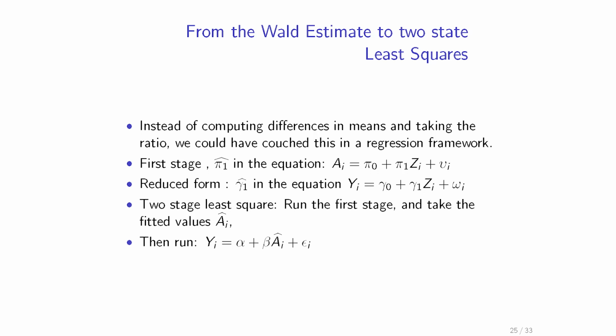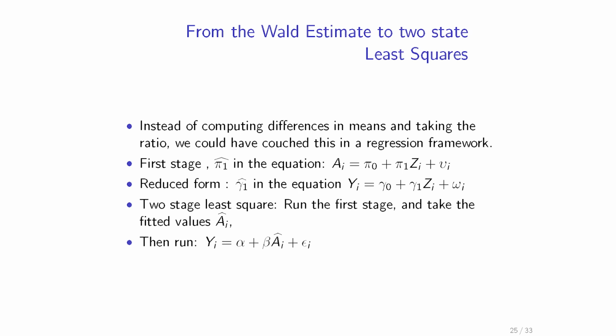Another way we could have done that, and I'm building up to what if the instrument zi is not 1, 0, then we can't easily do the Wald estimate, so we have to build up to that. What we could have done in this case is run the first stage, take the predicted value for ai, and then run a regression of yi on this predicted value. And again, the point estimate of beta here would have been the Wald estimate.